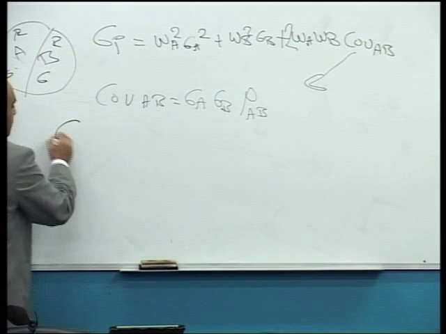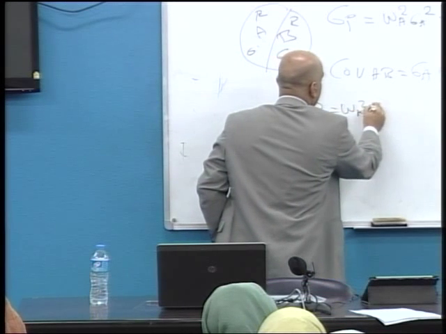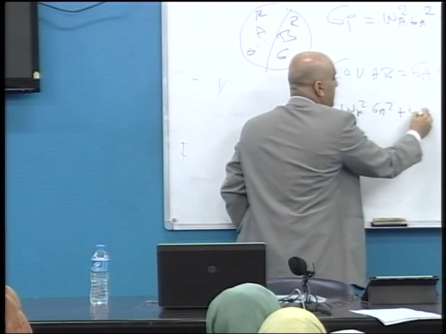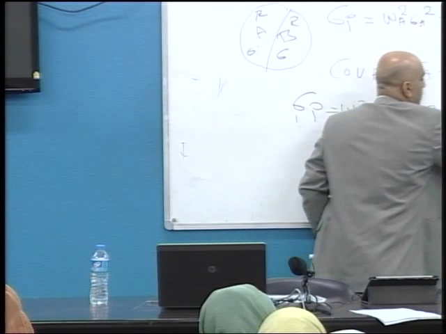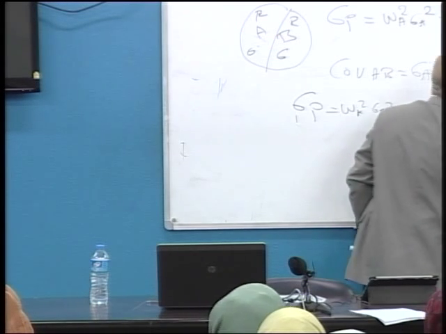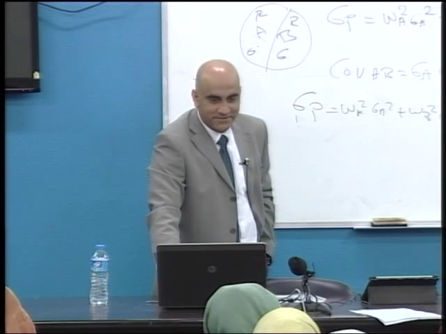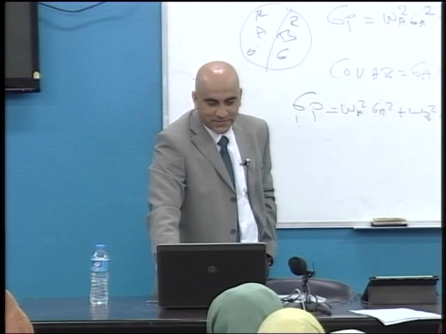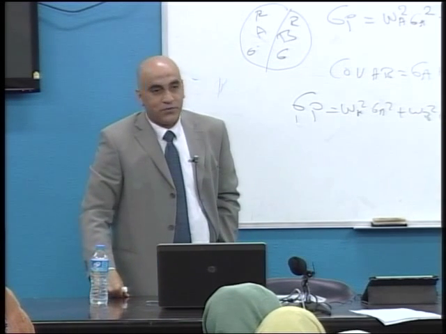Okay? So we rewrite the standard deviation of the portfolio: W A squared, sigma A squared, plus W B squared, sigma B squared, plus 2 W A, W B, sigma A, sigma B, rho A B. Okay? Any question? This is for if we have only 2 stocks.